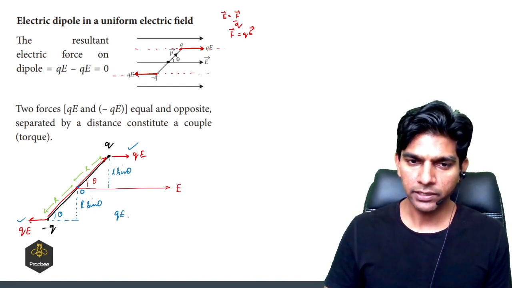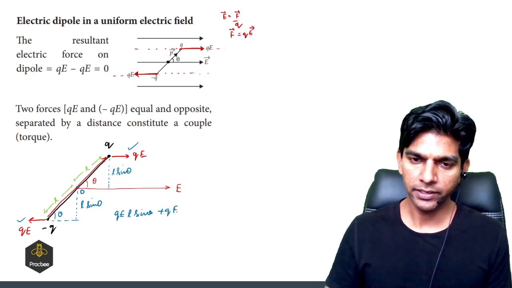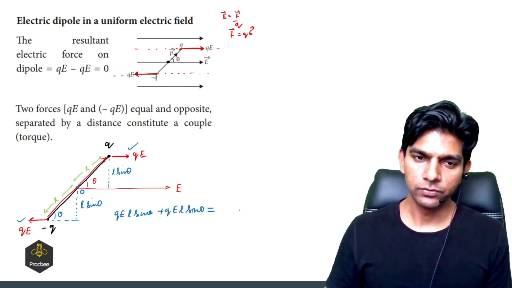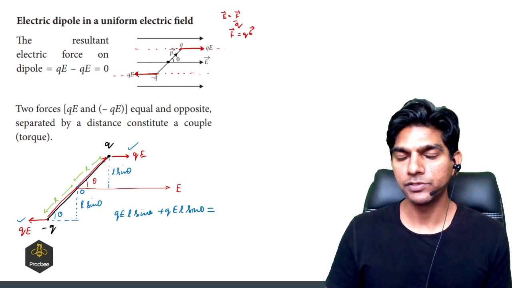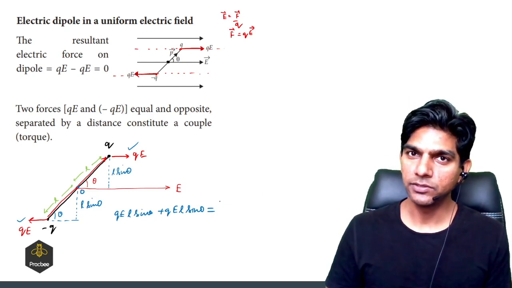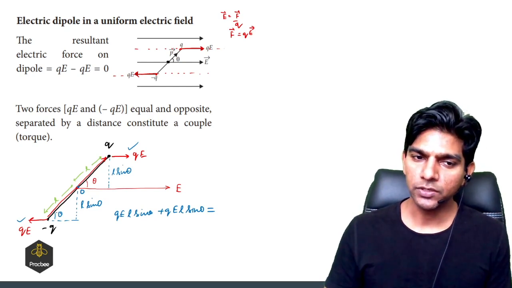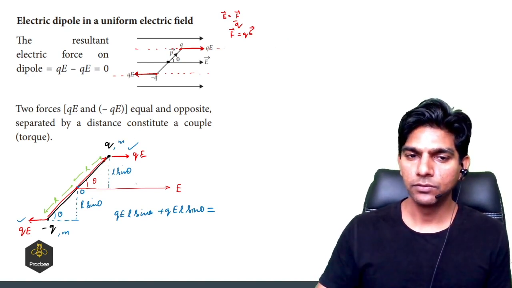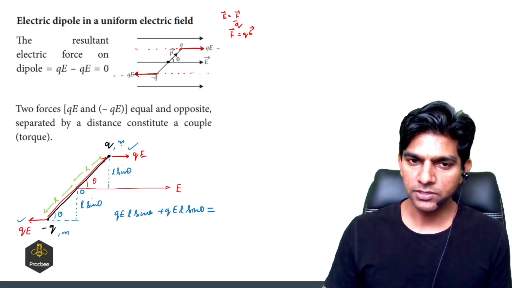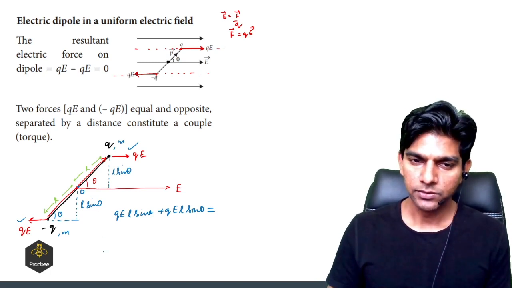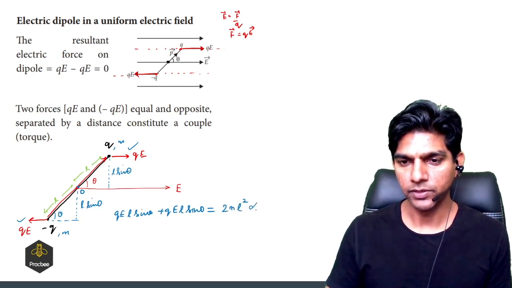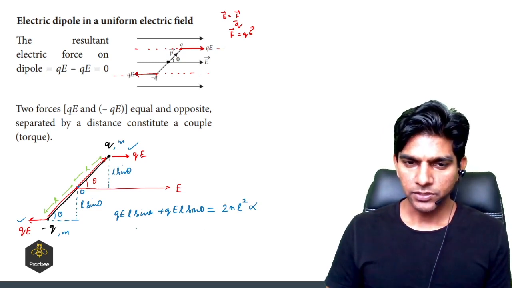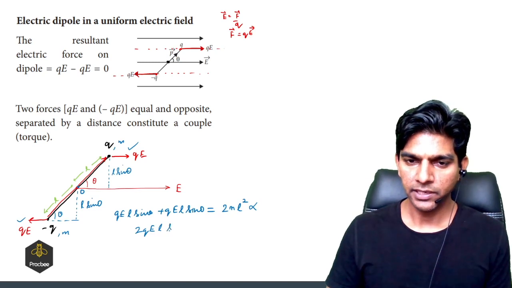So we can say QE L sine theta plus QE L sine theta should be equal to, since it's a rotation about a fixed axis, we know that the net torque by the external forces will be equal to I times alpha, where I is the moment of inertia of the system about the axis of rotation. So what is the moment of inertia of this system? Let us say both these charges have a mass m. The distance of this mass m from the axis of rotation is L. So we can say the moment of inertia of the system will be 2 times mL square. So 2 times mL square times alpha. So this comes out to be 2 QE L sine theta.